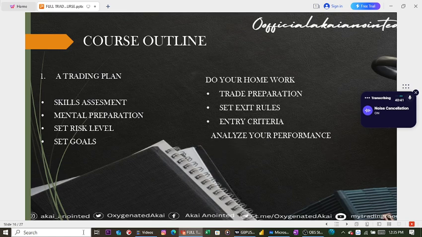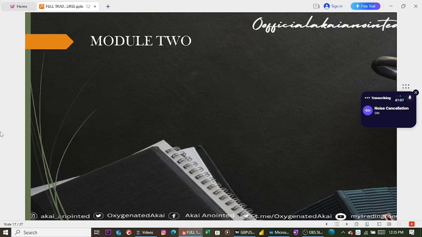Now, always do your homework, prepare for the trade, set exit rules. Like it could be, if I lose 20 pips or $20 today, I'm exiting the trade. Or if I have two losses in a row, I'm going to exit this trade. And entry criteria, like your entry criteria are just like your trading plan. It could be different things. We are coming to that. But for now, make sure you have an entry criteria, then you analyze the performance.